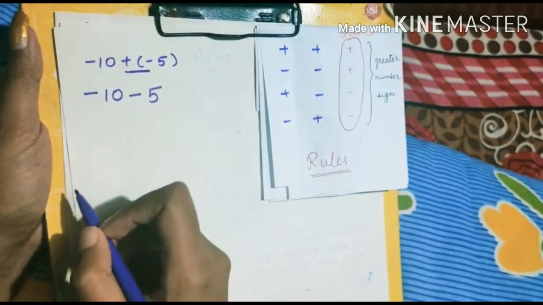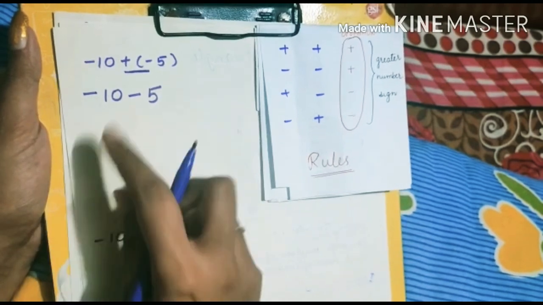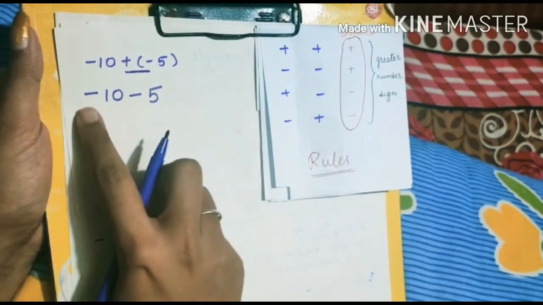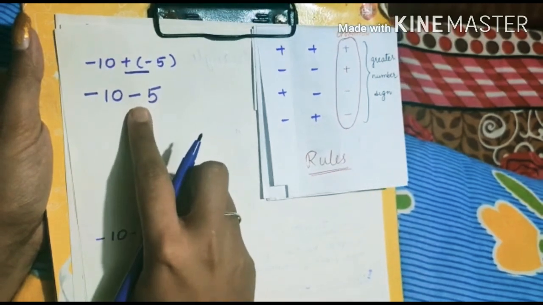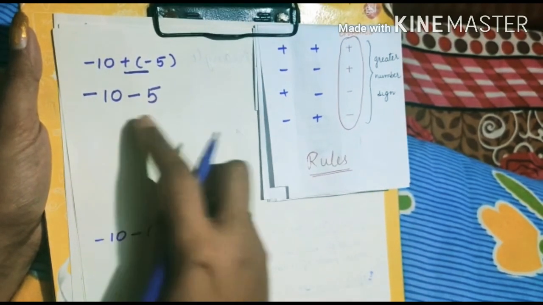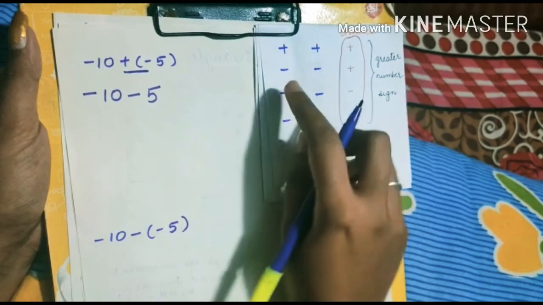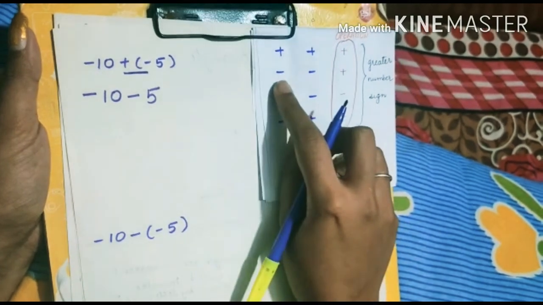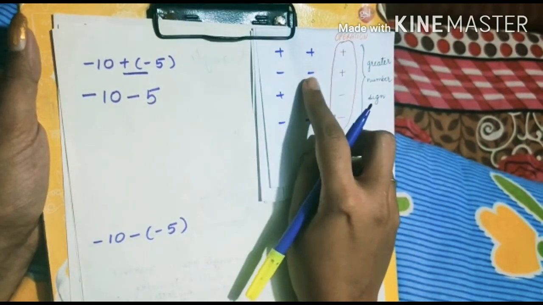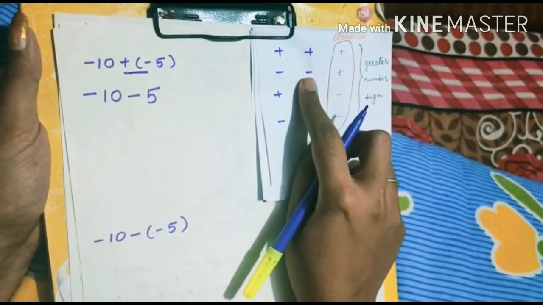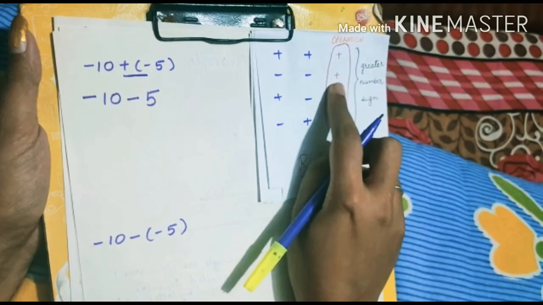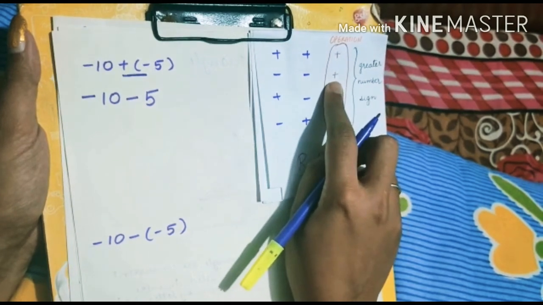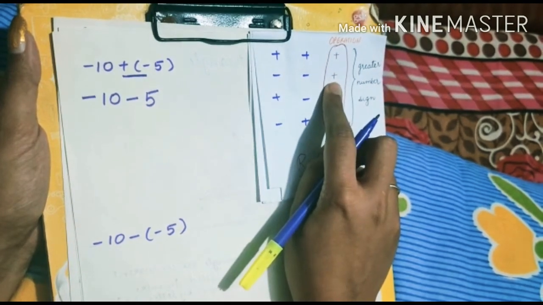Now students, just look at rule number 2. Rule number 2, what is there with us? We have minus 10 and minus 5. So look at our second rule. What does our second rule say? When you have two negative numbers, what will you do, students? The operation will be plus. Minus into minus is plus. Students, repeat with me. Minus into minus is plus.